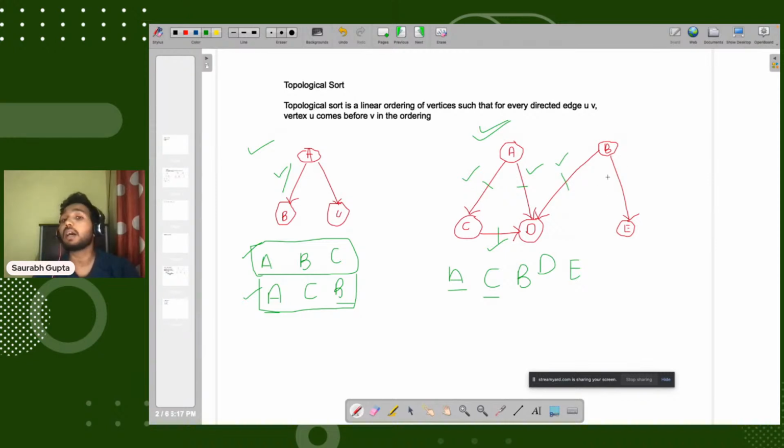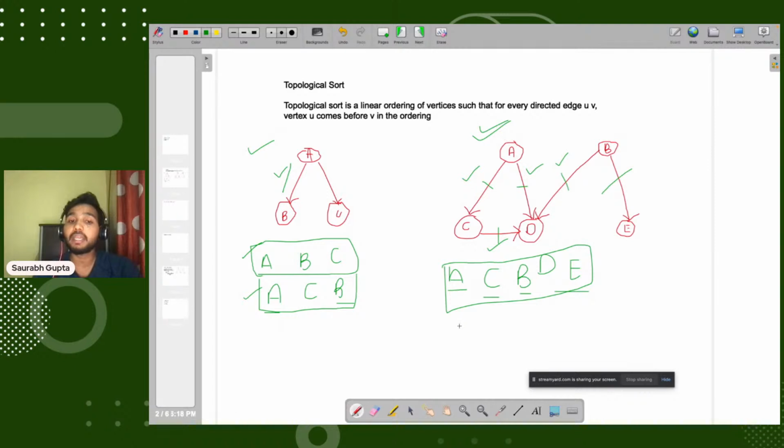Similarly, moving forward, in the next edge, which is from B to E, there is a directed edge from B to E, so B should always come before E. And you can see in the ordering that B is coming before E. So for all the edges, the condition for topological sort is holding true. We can say that this linear ordering of the vertices is a topological sort. There could be many more topological sorts.